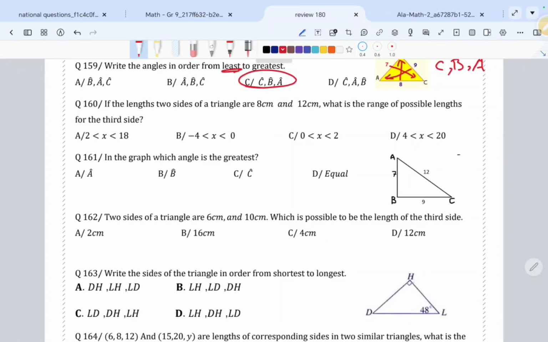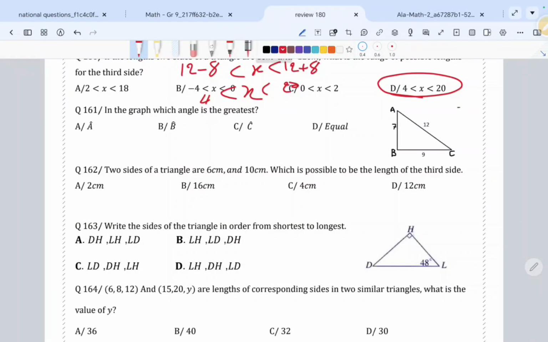If the lengths of two sides of a triangle are 8 centimeters and 12 centimeters, what's the range of possible lengths of the third side? The same thing. 12 plus 8, 12 minus 8. Okay? 12 plus 8 equals 20. This one is 4. And which option has 4 and 20? D is the correct answer.